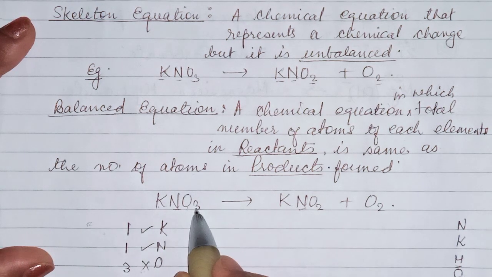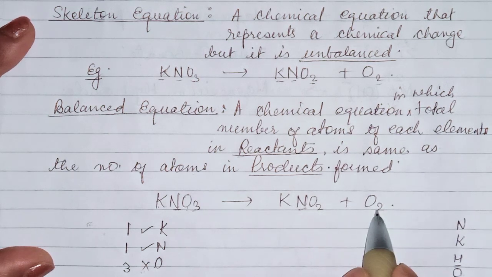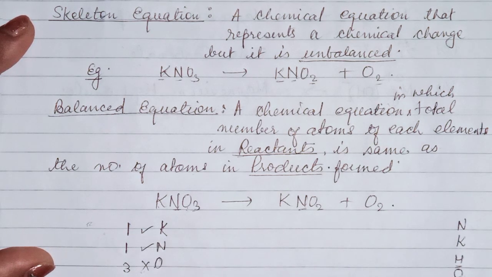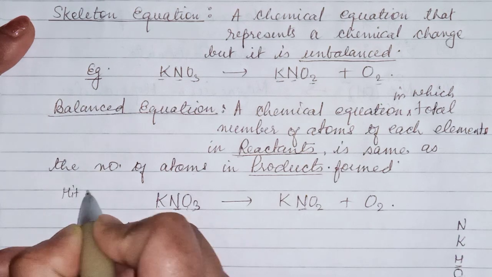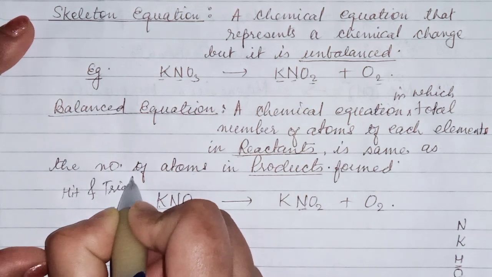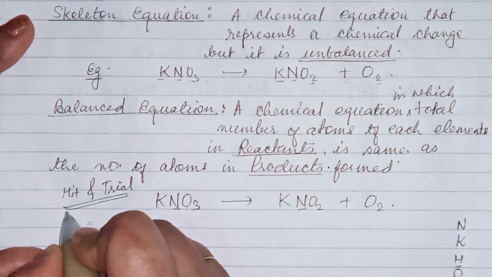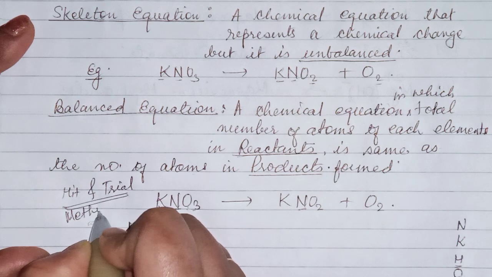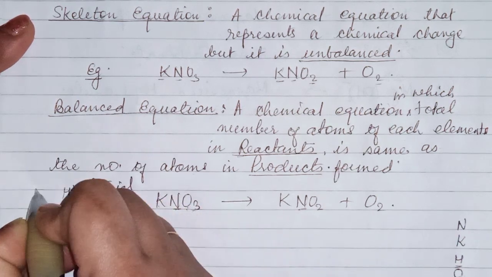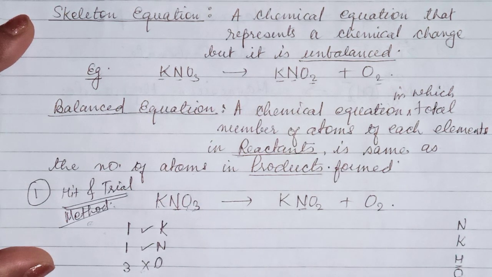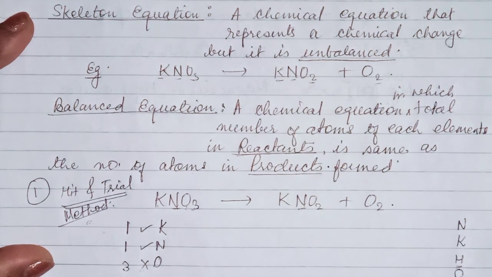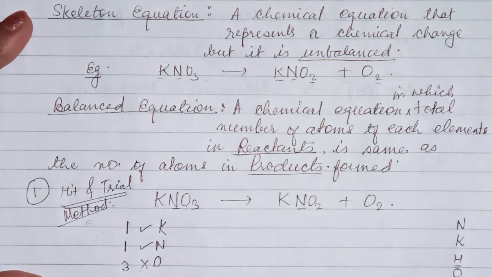So see, this side it is 3 and this side it is 4. So you have to take any number. This method is called the hit and trial method. We are following the hit and trial method. Hit and trial means you have to choose any number and put it where it is required, and if it balances the number of atoms, then it is fine. Otherwise choose any other number which will fit for the balancing.